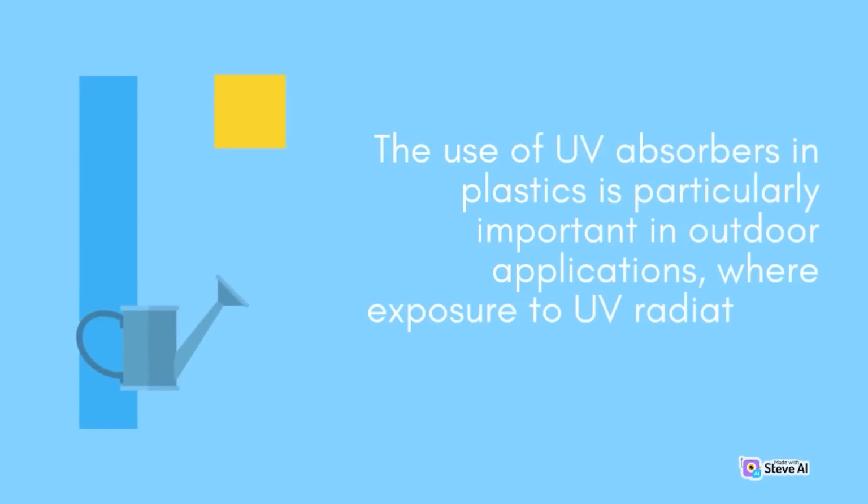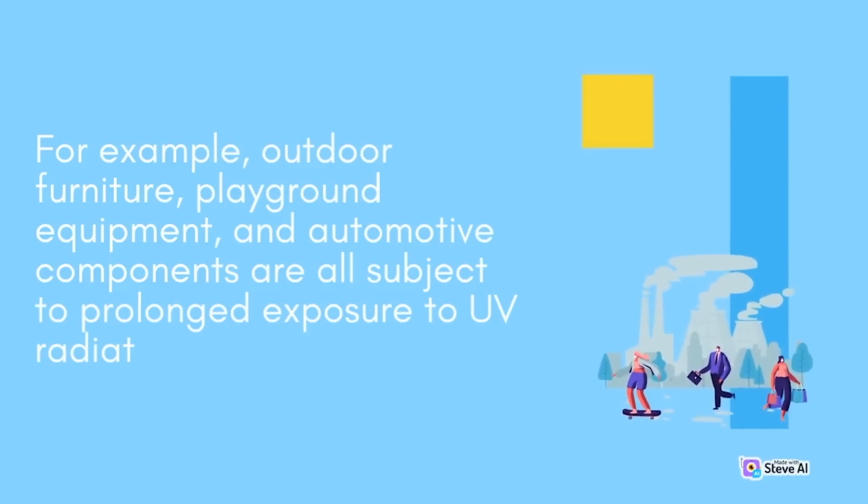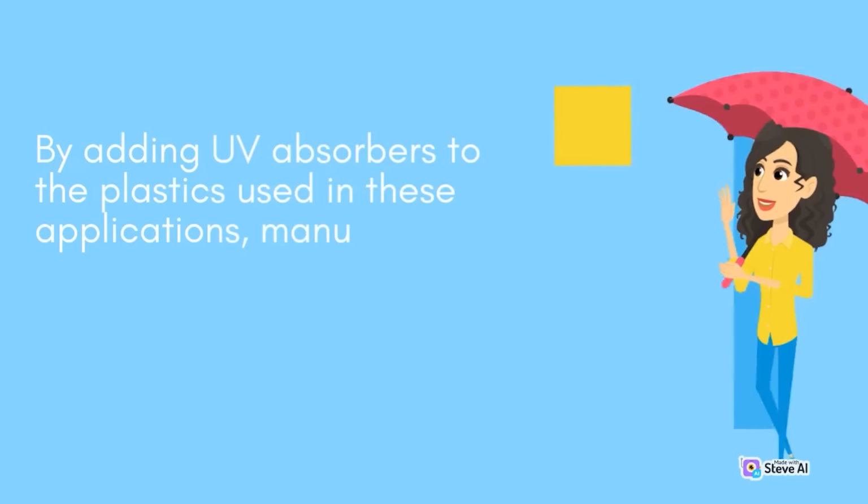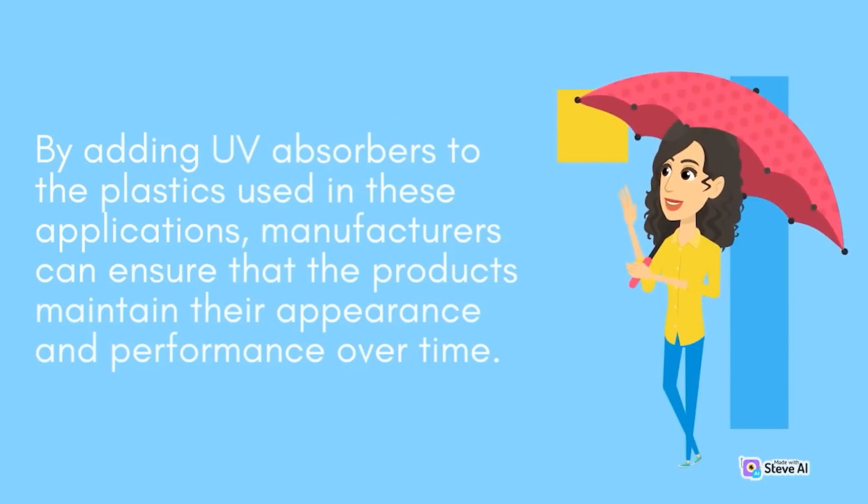The use of UV absorbers in plastics is particularly important in outdoor applications, where exposure to UV radiation is high. For example, outdoor furniture, playground equipment, and automotive components are all subject to prolonged exposure to UV radiation. By adding UV absorbers to the plastics used in these applications, manufacturers can ensure that the products maintain their appearance and performance over time.